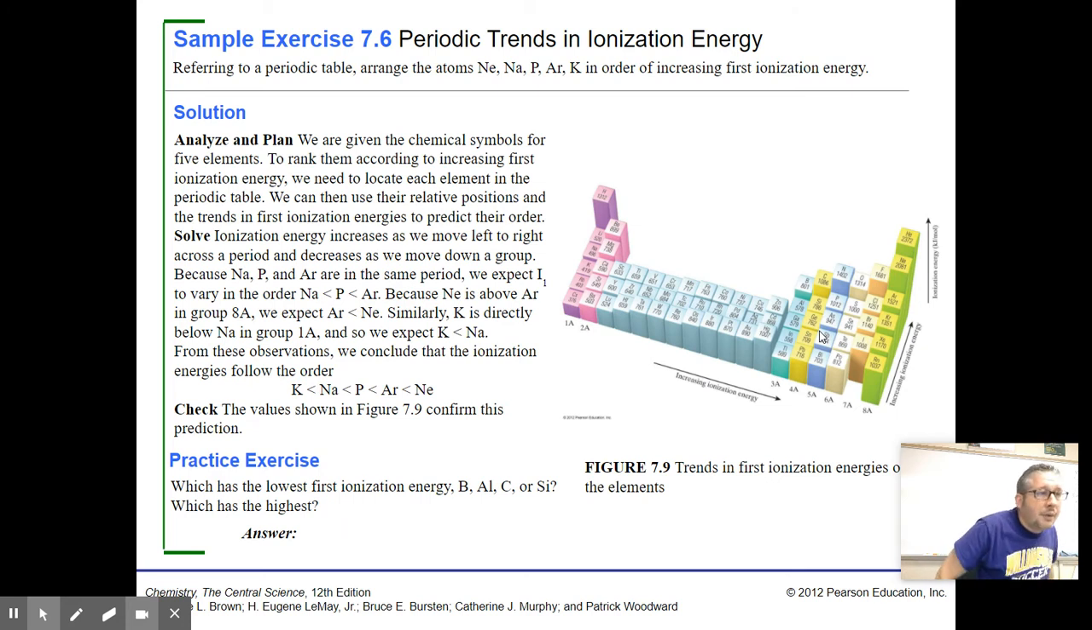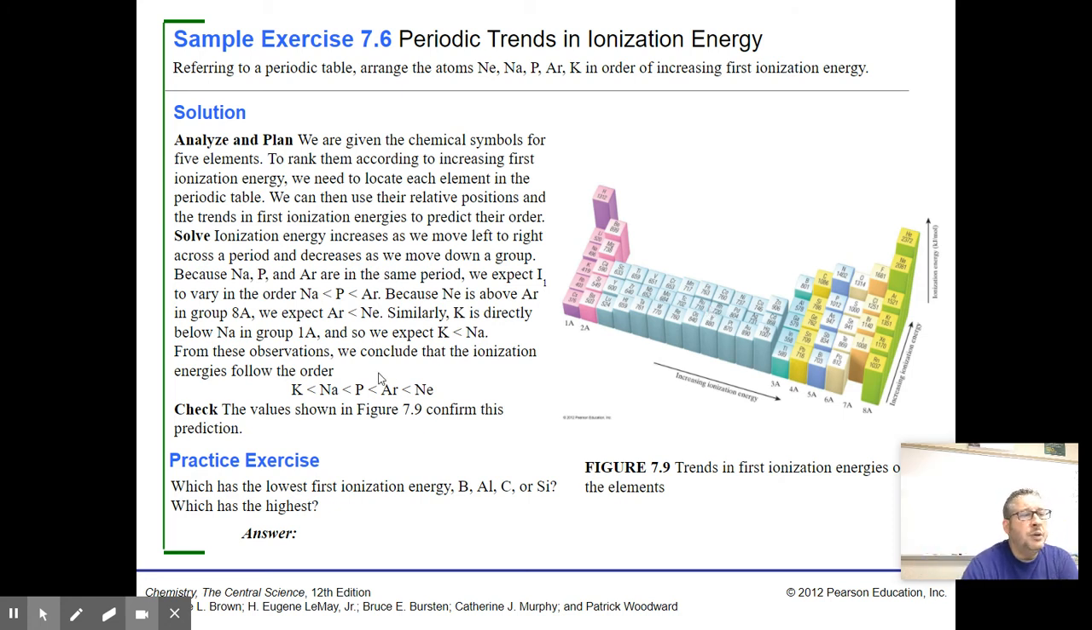All right, so let's look at some examples here. We need to refer to the periodic table and arrange the atoms of neon, sodium, phosphorus, argon, and potassium in order of increasing first ionization energies. So, in order to solve this, we have to locate the elements on the periodic table. And we can do this without the fancy periodic table. We can just use a regular old two-dimensional periodic table that you've been given.